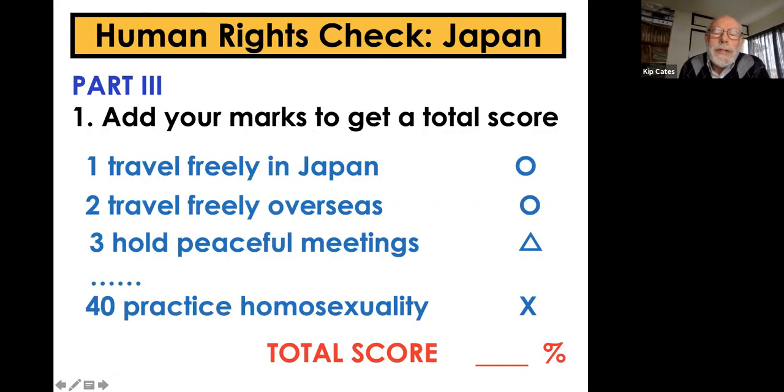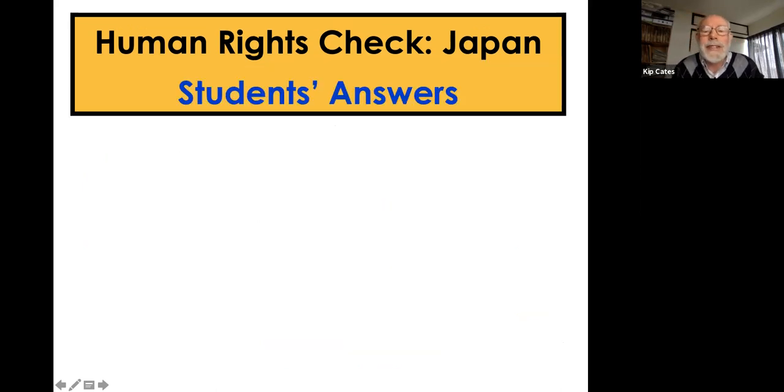So once students have finished, I say, okay, now I want you to add up all the circles for yes, all the X's for no, and give an overall score for Japan. I mean, it's your country. You've just evaluated it. Count up the number of circles, number of X's, and give a score at the bottom. And this is always very interesting because students have widely different things.